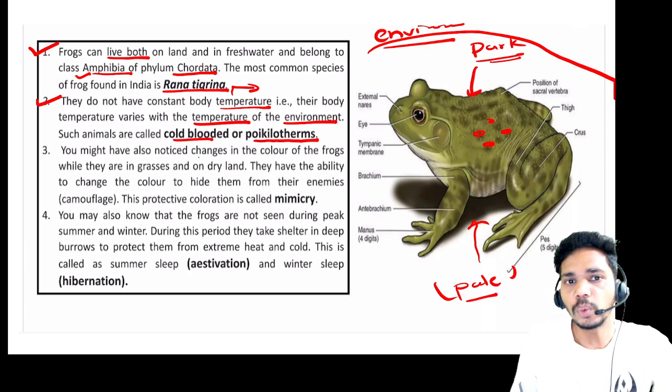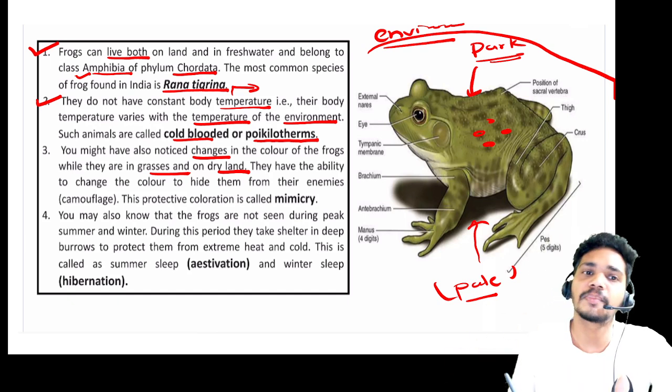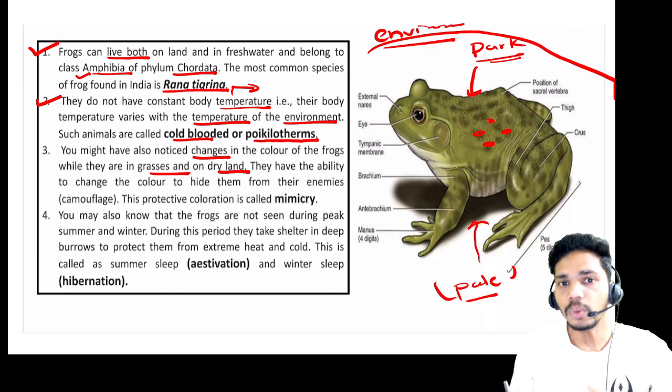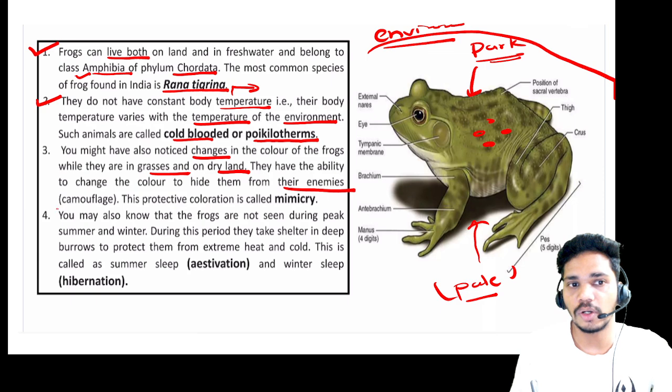You might have also noticed changes in the color of the frog while they are in grasses and on dry land. ड्राई लैंड में थोड़े कलर डिफरेंट रहते हैं एंड ग्रासेस में डिफरेंट रहेंगे. ग्रासेस में आपको ये वाले कलर दिखेंगे जैसे कि ग्रीन है. इन लैंड में ड्राई कलर ज्यादा रहेगा, राइट? क्यों? To make sure they can save themselves from their enemies. That is called a camouflage.